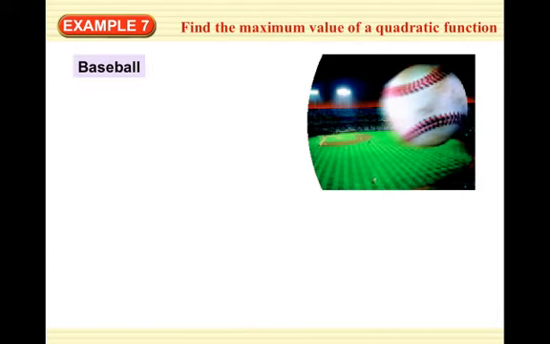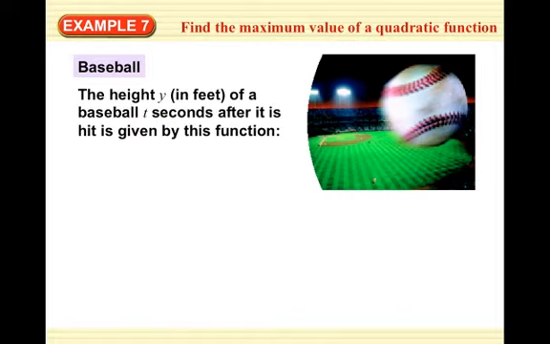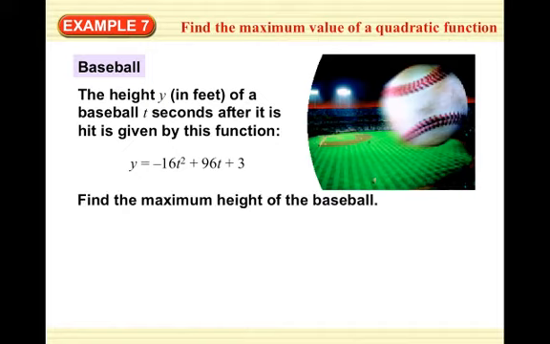All right, our last example, we're going to do a baseball example. The height y in feet of a baseball t seconds after it is hit is given by this function. y equals negative 16t squared plus 96t plus 3. Find the maximum height of the baseball.